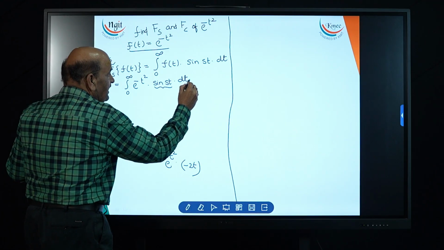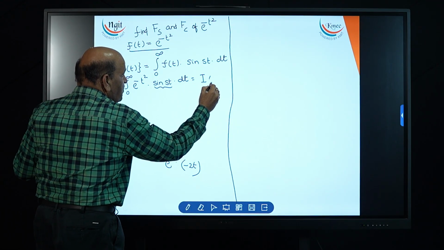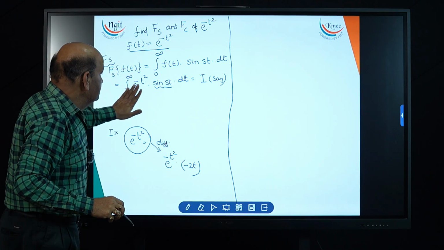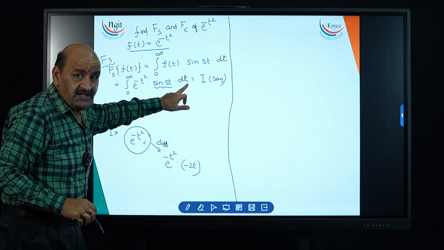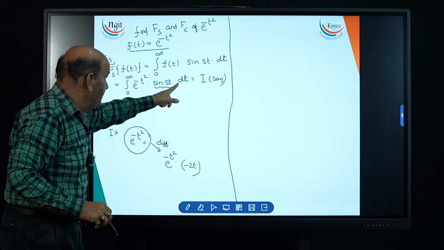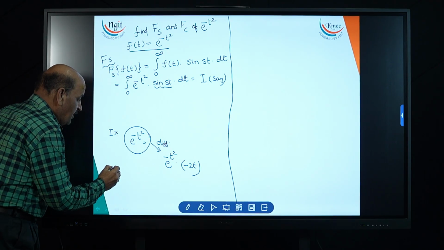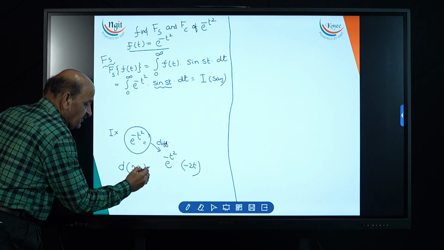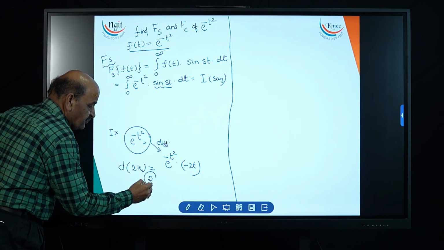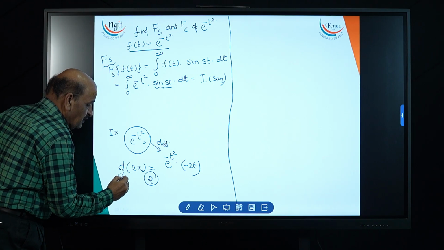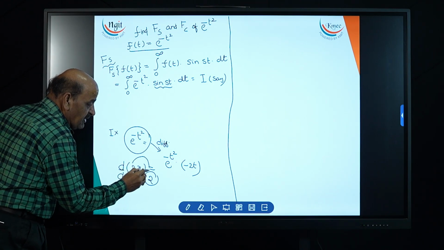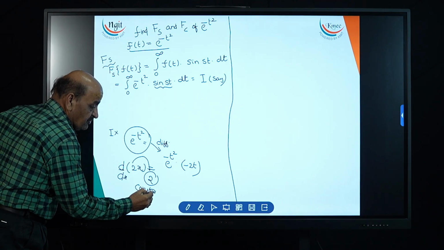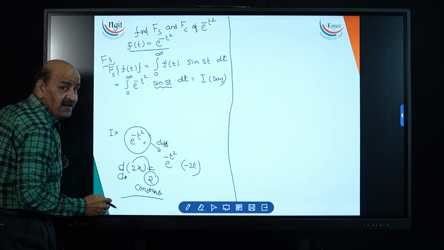For that purpose, let it be I. Now just look at, the integral is with respect to t. One more point: what is the differentiation of 2x? Differentiation of 2x equals 2. That means d by dx of 2x equals 2. But why is 2 coming out? 2 is coming out because of the constant only. So all constants will remain the same.